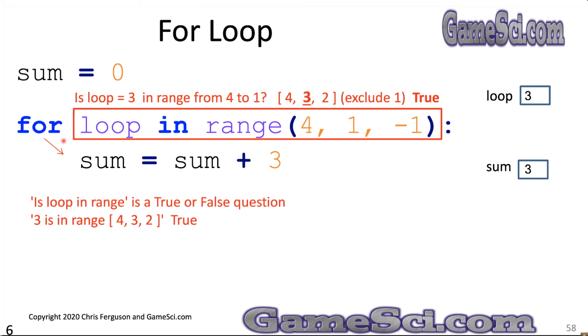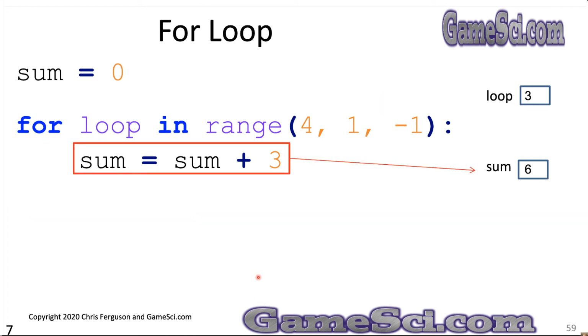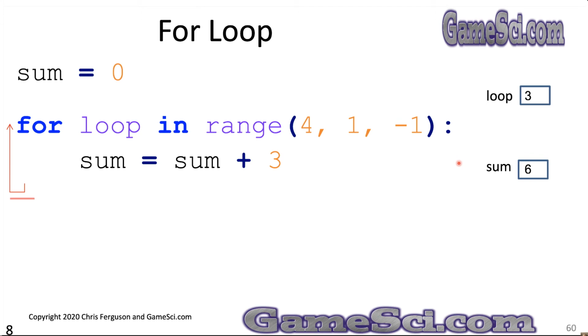So our for loop is true, which means we execute the code. Is the loop in range is the question that you have to ask at the top of the loop. And 3 definitely is in the range. Execute the code in the loop. Sum equals sum plus 3. We'll change our sum to value 6. After we do that, it's time to spin back up and execute this code again.